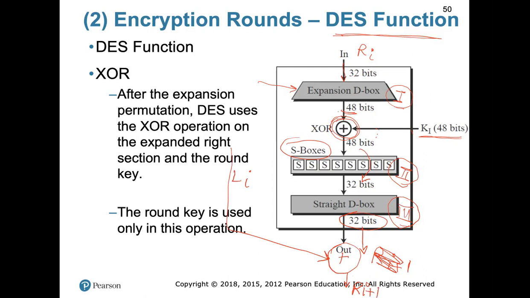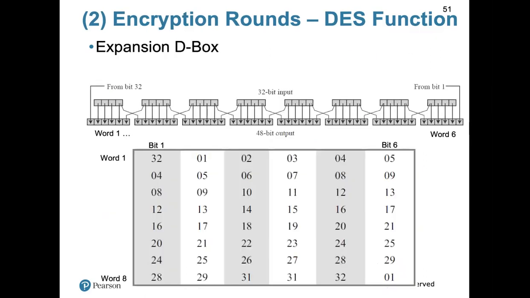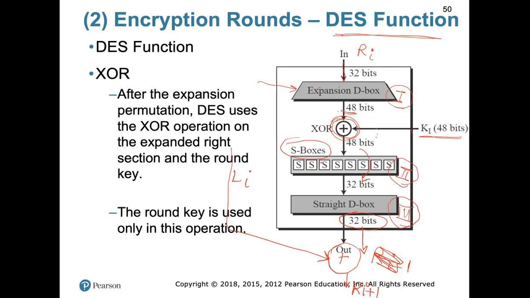Okay, now I'm going to talk about each of these 3 steps. Probably we cannot finish all of them today. What I will be doing is trying to finish the expansion D-box and then maybe, to some extent, the S-box. And then we continue in the next recording. Okay, this is the expansion D-box. Like I mentioned here, we apply 32 bits of data, and this expansion D-box makes it 48 bits. So this is some expansion.